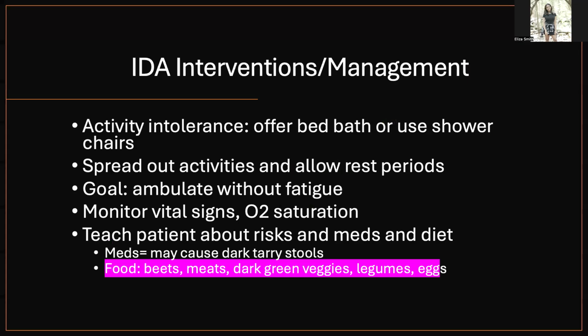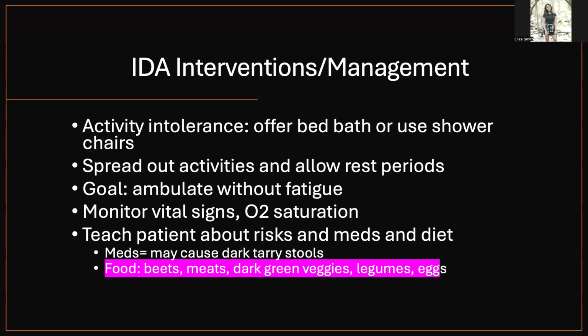So, in terms of iron deficiency anemia interventions and management, first things first is activity and tolerance. So, you want to educate your patients on the use of shower chairs as well as potentially offering them a bed bath. And you also want to educate them on spreading out activities and allowing rest periods. Now, the goal for patients with IDA is to ambulate without fatigue. So that means that you're going to want to monitor vital signs as well as the oxygen saturation.